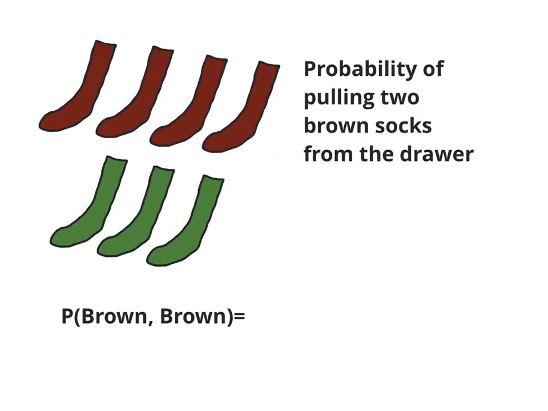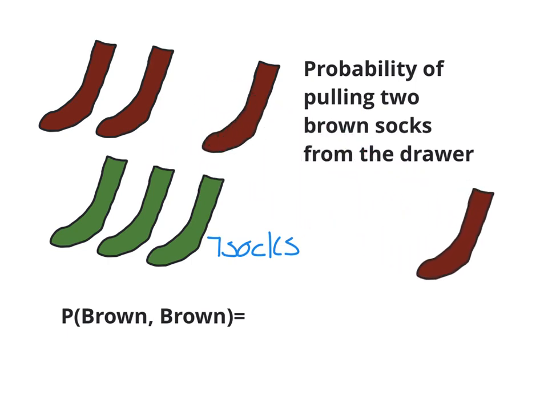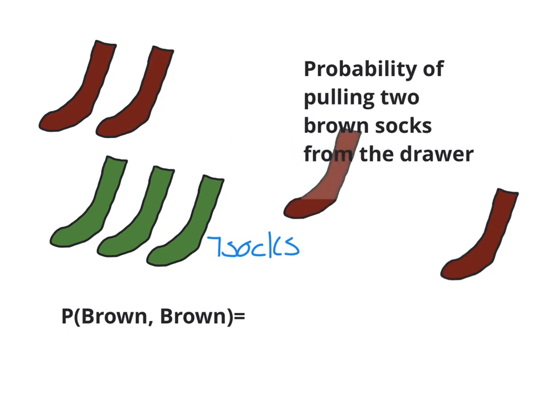Okay, let's look at another probability problem. This one is the probability of pulling 2 brown socks from the drawer. So in a drawer, we have 4 brown socks and 3 green socks for a total of 7 socks. And the way this probability problem works is we randomly select a sock from the drawer, and we want to know what's the probability of first pulling a brown sock out of the drawer, then reaching back in and pulling a second brown sock from the drawer.